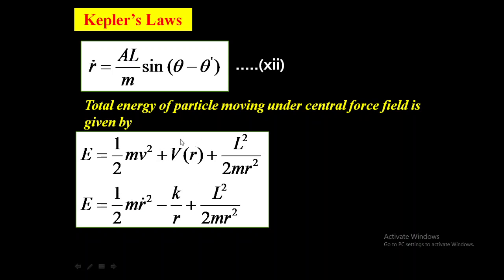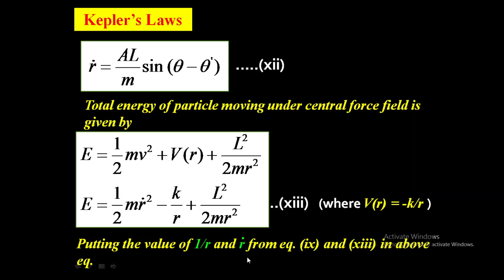And the potential energy for a particle moving in a central force field is minus k by r. So in place of V(r) we can write minus k by r, plus L square upon 2m r square. Now what is the value of r dot? It is al by m sine (theta minus theta dash) from equation number 12. So putting the value of r dot and 1 by r from equations 9 and 12 in the above equation.